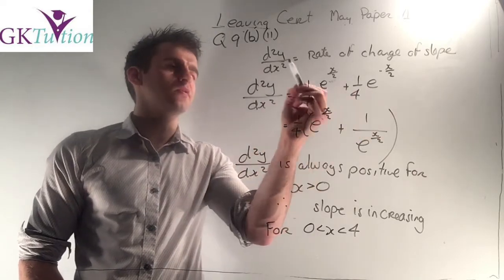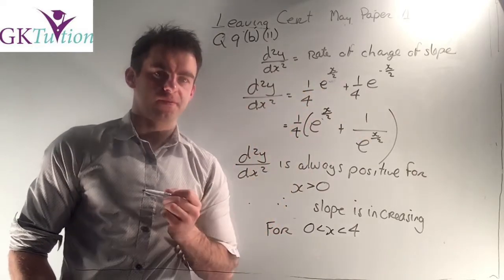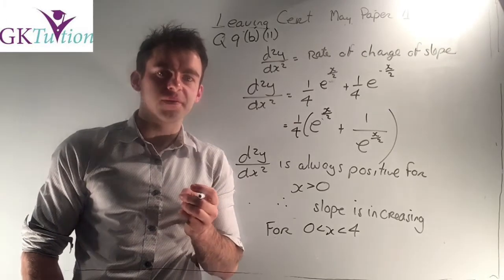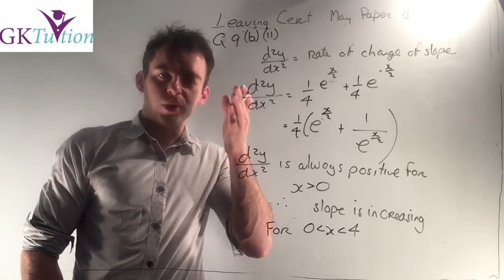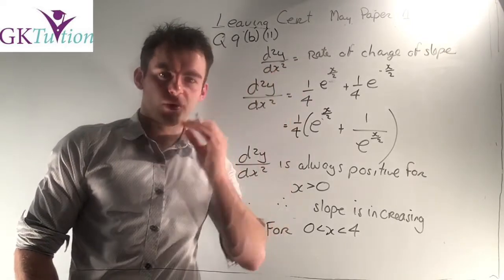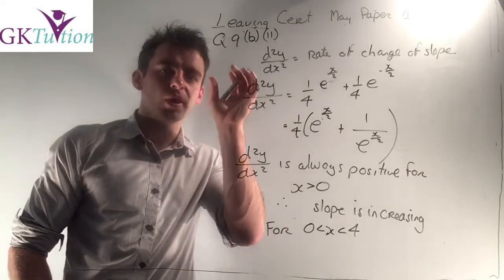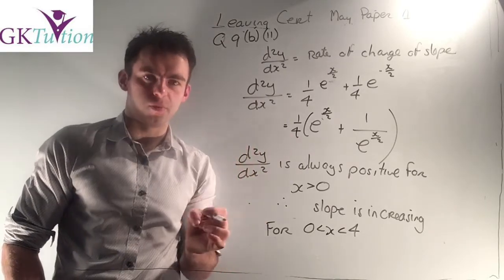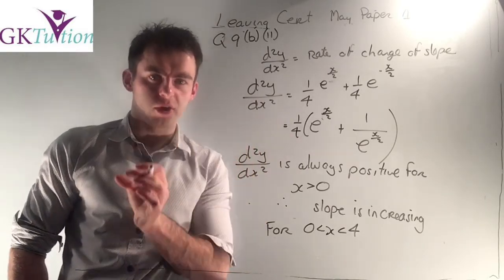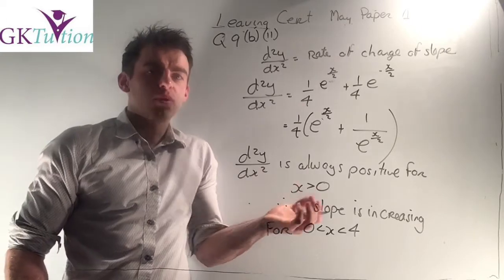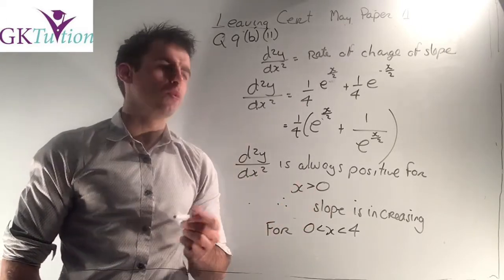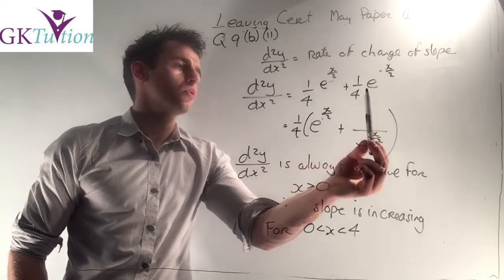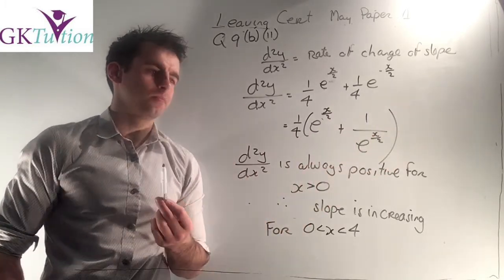The rate of change of slope is the second derivative. So this question is asking you to prove that the second derivative is greater than 0 between x equals 0 and x equals 4. From x equals 0 to x equals 4, the second derivative is positive. It's the rate of change of slope, not the rate of change of the curve. We've already worked out the second derivative from B part 1. The second derivative is 1/4 e to the x over 2 plus 1/4 e to the minus x over 2.